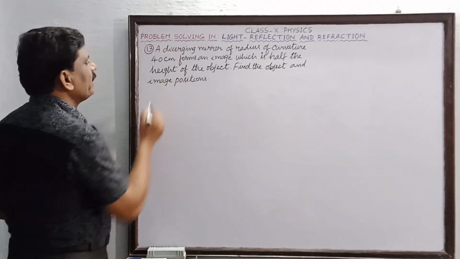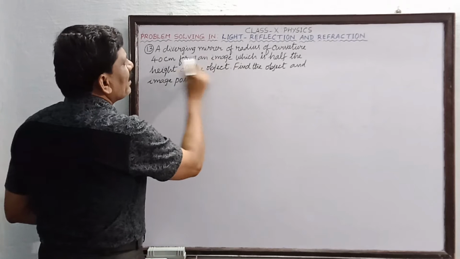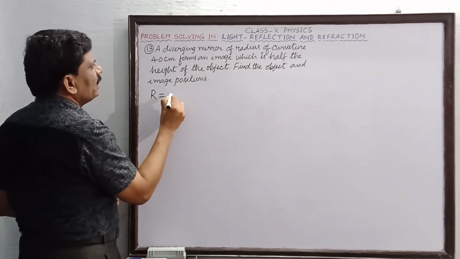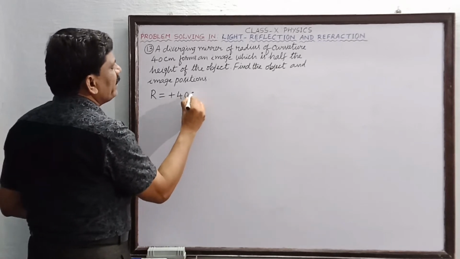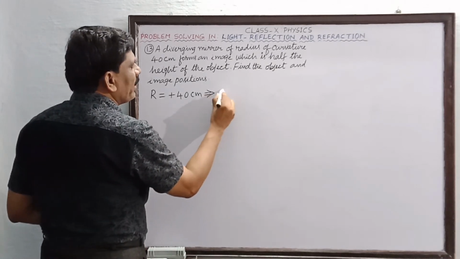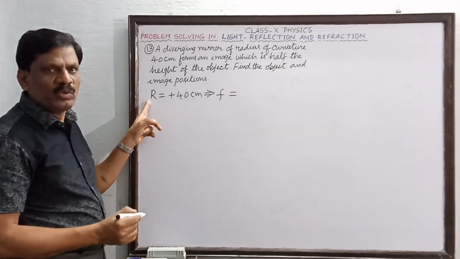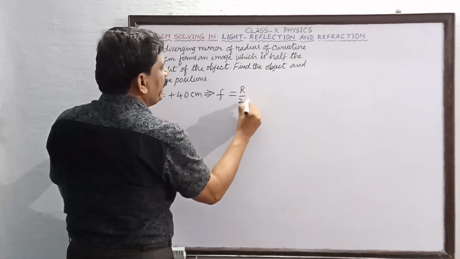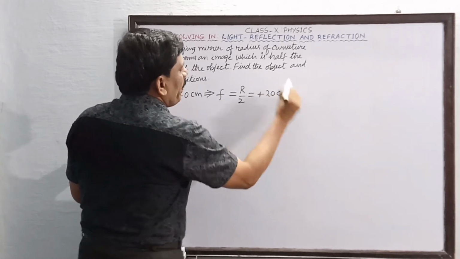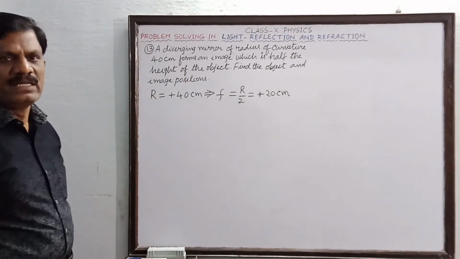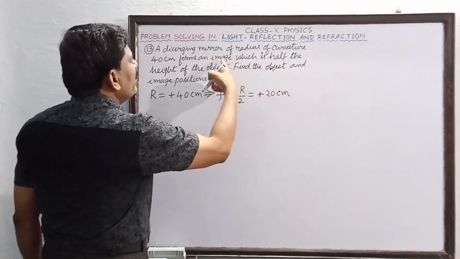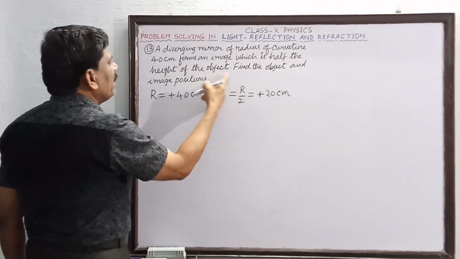What are all the given quantities now? It is a diverging mirror. So for a diverging mirror, radius of curvature R is equal to plus 40 centimeter. So this implies the focal length is equal to R by 2, which is equal to plus 20 centimeter. So focal length is plus 20 centimeter. Now what other information is given? Image is half the height of the object.